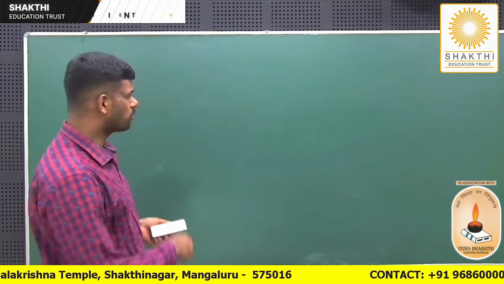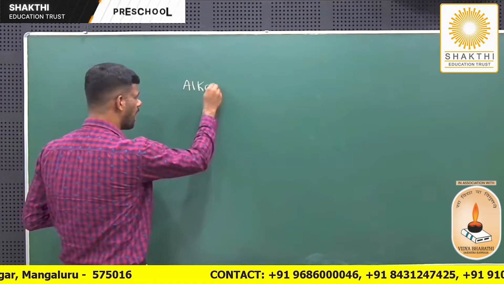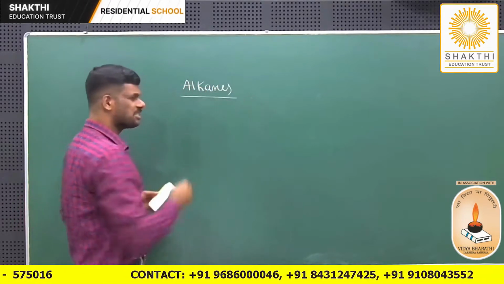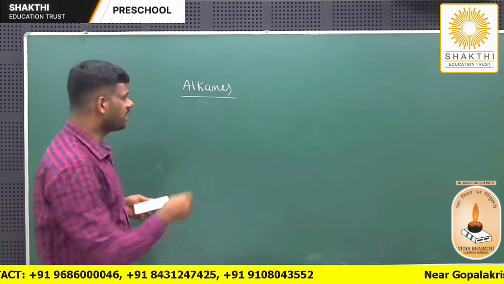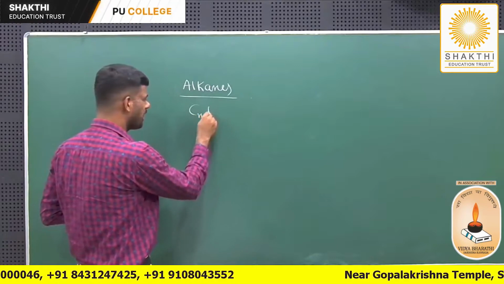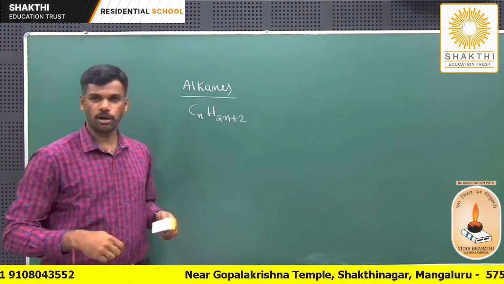We have studied the group alkanes. As you all know, alkanes are very easy to write according to the system of nomenclature. The molecular formula of alkanes is CnH2n+2.